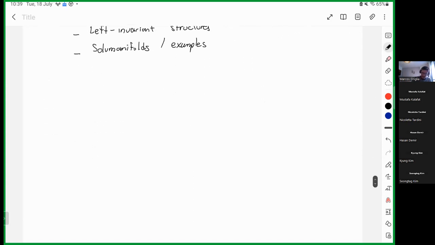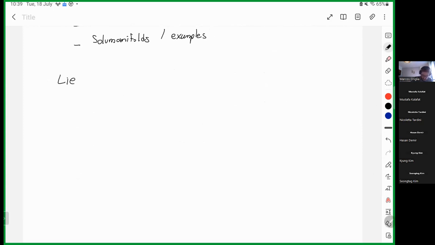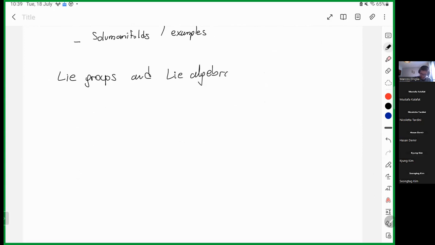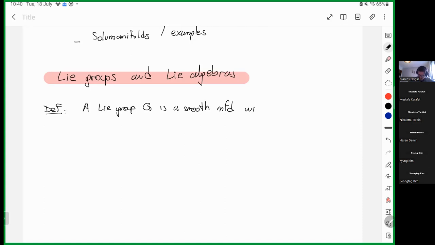Let me start the first part, which is Lie groups and Lie algebras. As I said yesterday, if you have any questions or comments, please interrupt me. The idea is to study our properties from yesterday on a particular class of manifolds, given by Lie groups. So what's the definition? A Lie group, denoted by G, is a smooth manifold with a group structure.